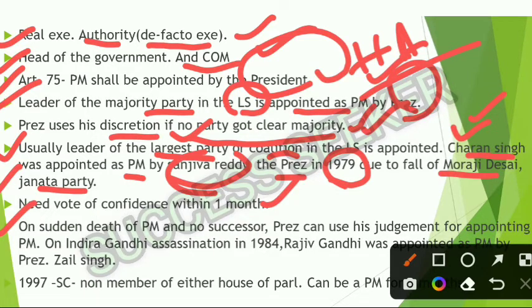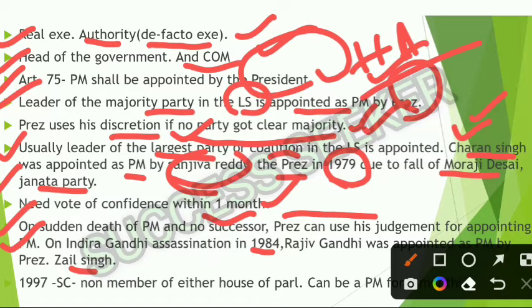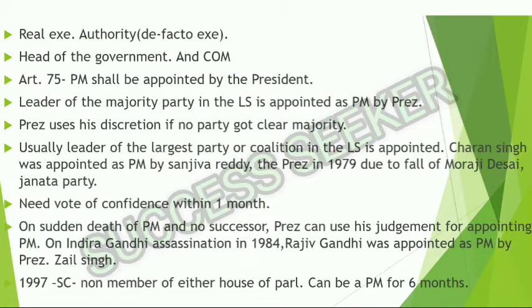On the sudden death of a Prime Minister, if no successor is remaining, the President can use his judgment for appointing the Prime Minister. In the Indira Gandhi assassination case in 1984, Rajiv Gandhi was appointed as PM by President Zail Singh. So you have to remember this as an example of sudden death where the PM has no successor. In 1977, the Supreme Court also made a judgment that a non-member of either House of Parliament can become Prime Minister for a maximum of 6 months.